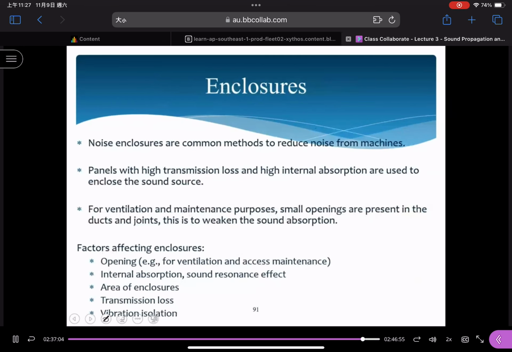Okay, for the enclosure, it is very simple. We just use a cover to enclose an acoustic source. Normally, we use this in construction areas or in industrial areas. To design an appropriate enclosure, we need to make it with openings because we need to make sure there is ventilation, or that we can access the inside to do maintenance. Inside the enclosure, we need to have internal absorption, and we want to make the area of the enclosure as small as possible. And lastly, we need to consider the materials used for this enclosure, in such a way that we isolate as much sound energy as we can.